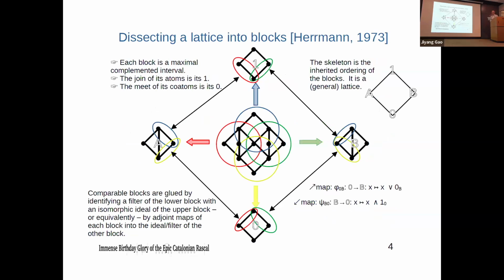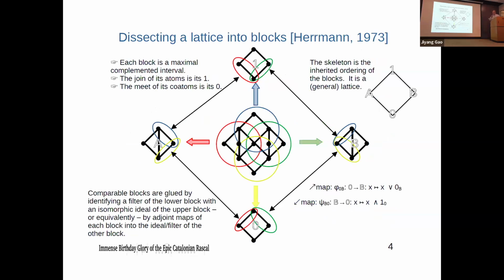Permanent introduced dissecting a lattice into overlapping blocks. The blocks are the maximal complemented intervals. Here, the lattice in the center is the 4 blocks shown around it. The set of blocks is called the skeleton of the lattice. The skeleton inherits a lattice ordering from the lattice. The skeleton is shown in the upper right.